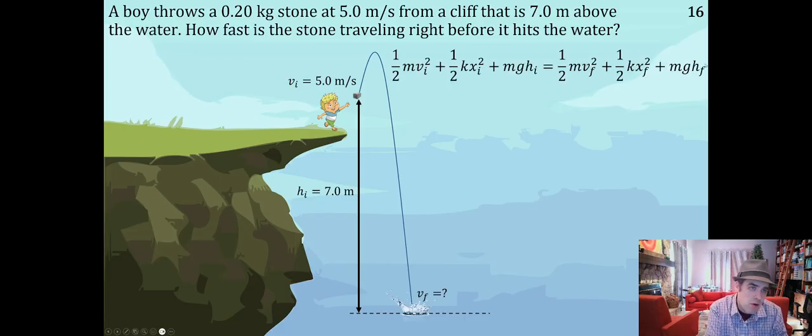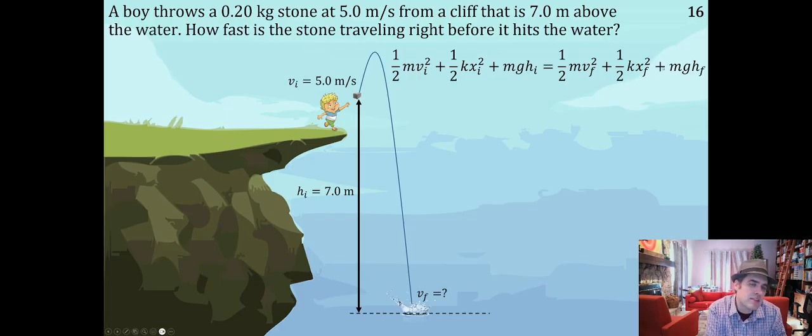So again, we have all of our big equation here, but a lot of these are zero. It is traveling at some initial velocity, so this term is still not zero. There is no spring, so this whole spring term's gone, as well as this whole spring term. Our initial height is 7, so this term is not zero. This is right before it hits the water. We want to solve for that final velocity. So this final velocity isn't zero. It's always right before it hits something, okay? Again, like I said before, the spring potential is zero because there are no springs.